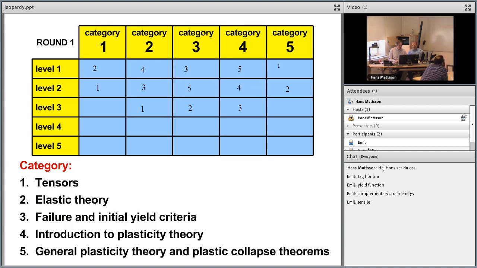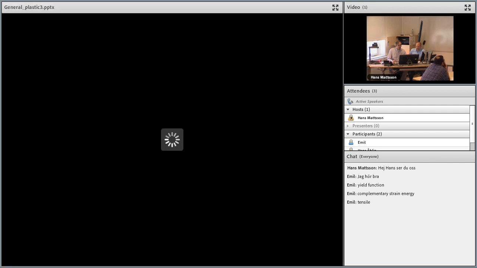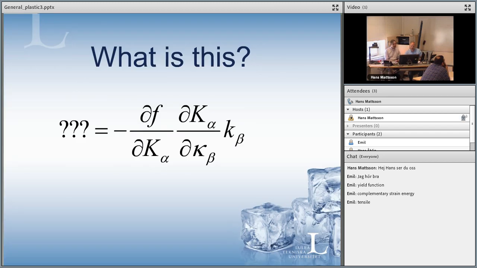And then we go to group number 4. Can you choose? Category 5, level 3 for group number 4. Is that correct? You want that? Okay. Okay, here comes the question. What is this?